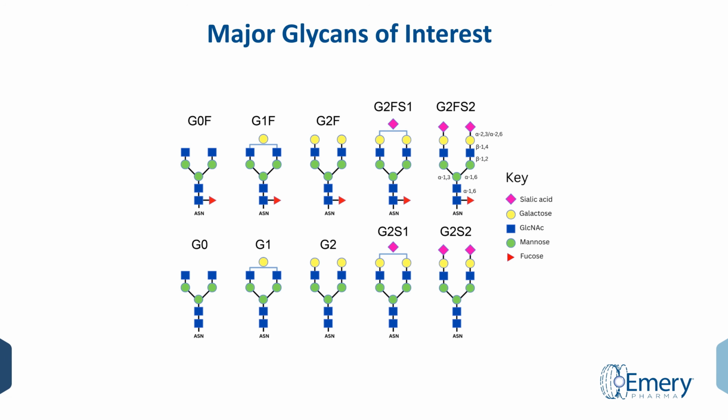Some of the major glycans are illustrated on this slide. They contain N-acetylglucosamine, mannose, fructose, galactose, and sialic acid. This slide only illustrates a few of the glycans that are possible.